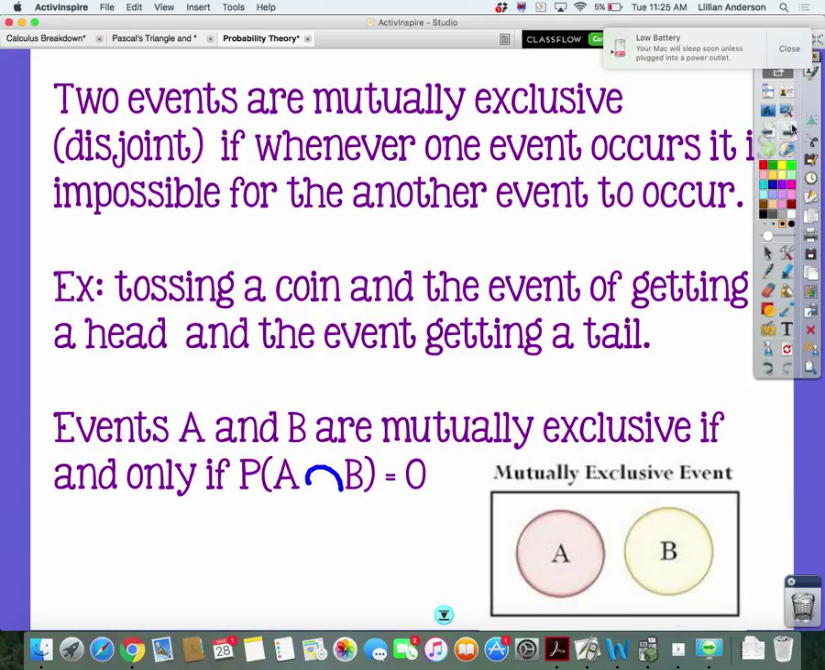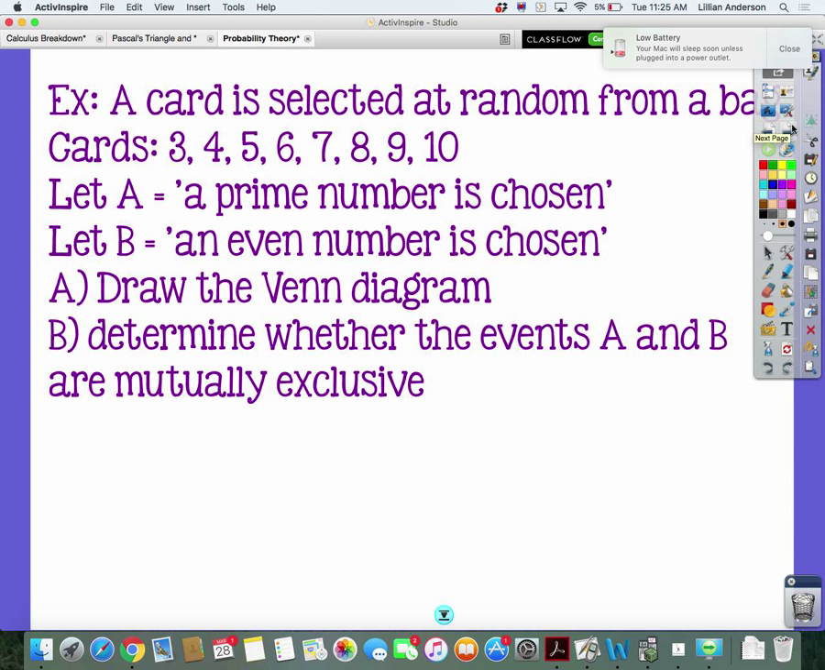So, this particular example says a card is selected at random from a bag. The cards are all equally the same, none is bigger than the other, nothing like that. But the cards are labeled 3, 4, 5, 6, 7, 8, 9, and 10. We're going to let event A be us picking a prime number from this bag of cards, and we're going to let event B be an even number being chosen. So let's draw a Venn diagram to represent this situation, and then we're going to determine if events A and B are indeed mutually exclusive.